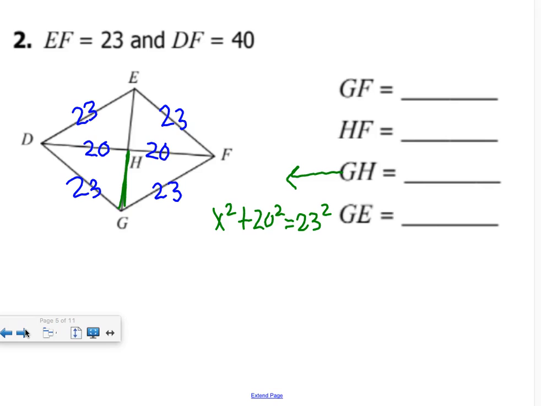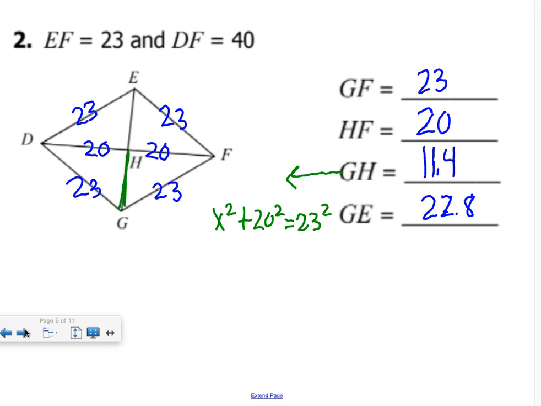All right, I'm gonna assume that we're talking because we're done. What is GF? 23. Thank you, Reggie. What about HF? 20. 20, half of 40. What'd you find for GH? 11.4. Love it, 11.4. 22.8. And 22.8. You guys rock. Nice work.